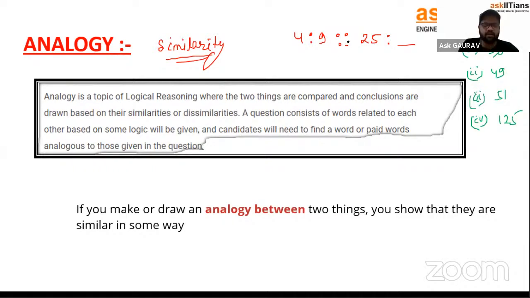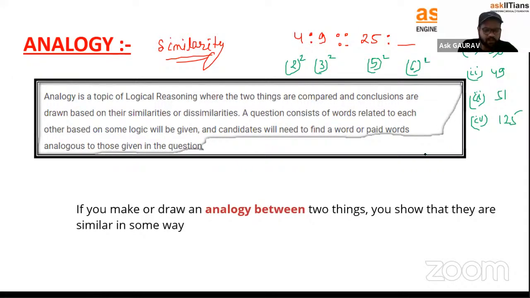See, if we just identify the pattern, 4 is what? 4 is 2 square. 9 is what? 3 square. What is the pattern? Like 2 is there and you have just added 1, so 3 square. So 25 is what? 5 square. So just add 1 to it, it will be 6. So 6 square, it can be 36.